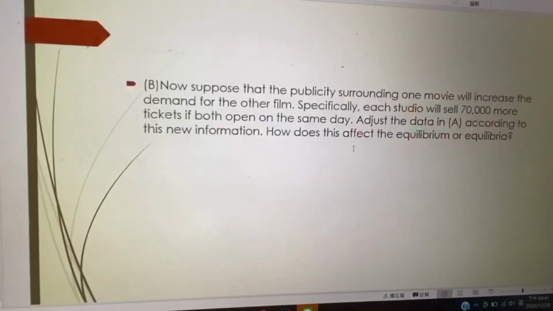And the question B: now suppose that the publicity surrounding one movie will increase the demand for the other film. Specifically, each studio will sell 70,000 more tickets if both open on the same day. Adjust the data in A according to this new information. How does this affect the equilibrium or equilibria?